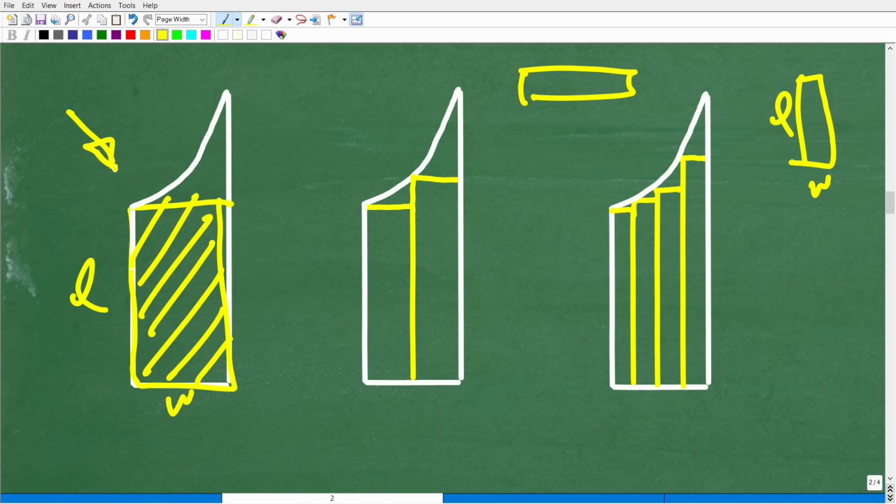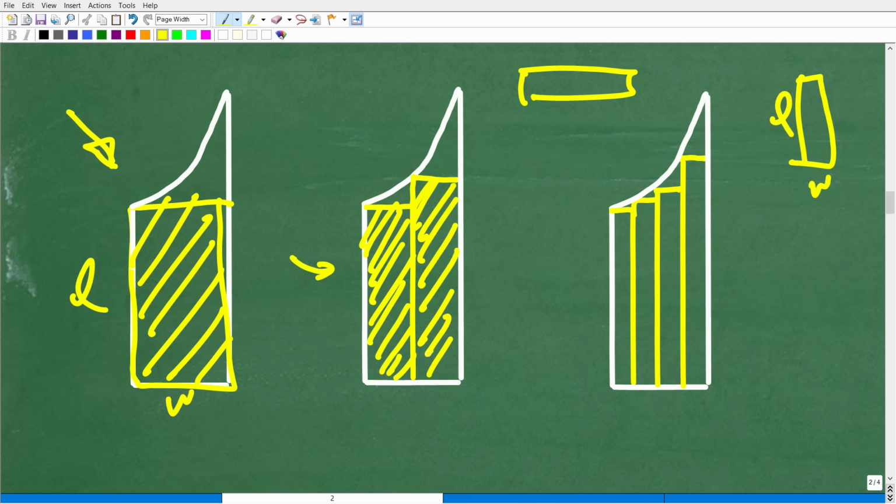But what if we use two smaller rectangles? Well, we could go like this. We can find the area of this rectangle and then the area of this rectangle, and this should give us a better estimation than just using one big rectangle. If we see a pattern here, we could use smaller rectangles to get a better fit for this shape. So if we had this little rectangle here, and then this one here, and this one here, and this one here, we're getting closer and closer to the shape.